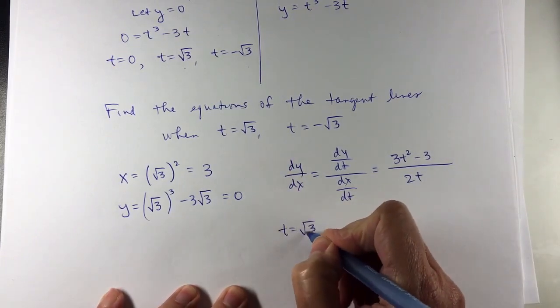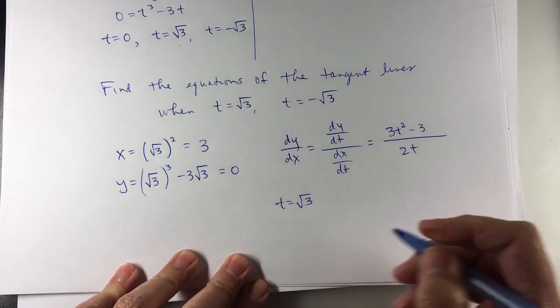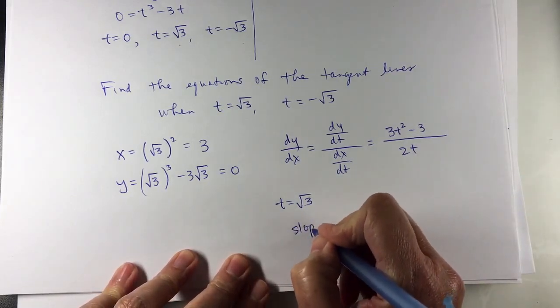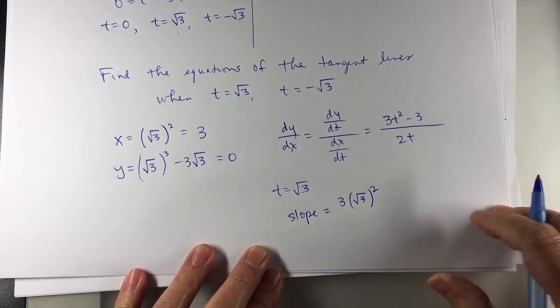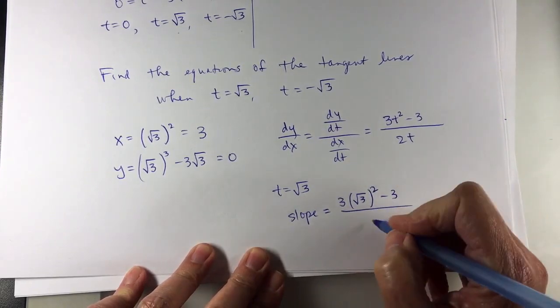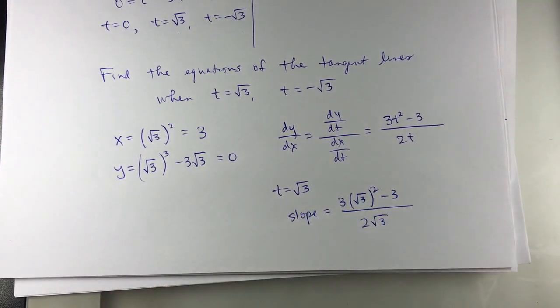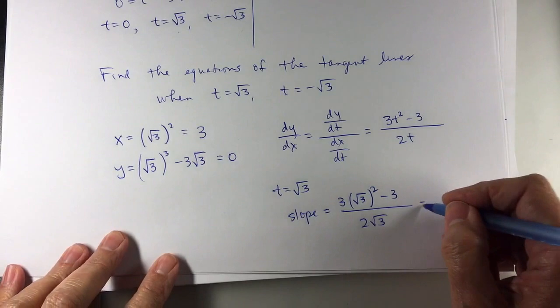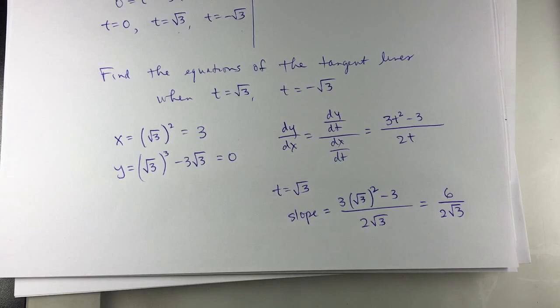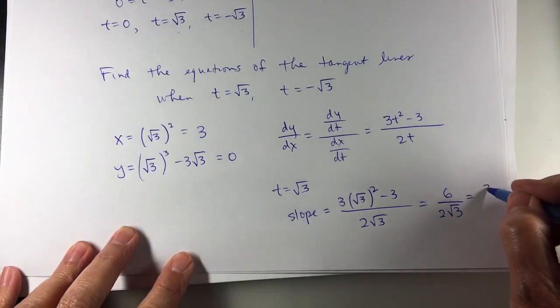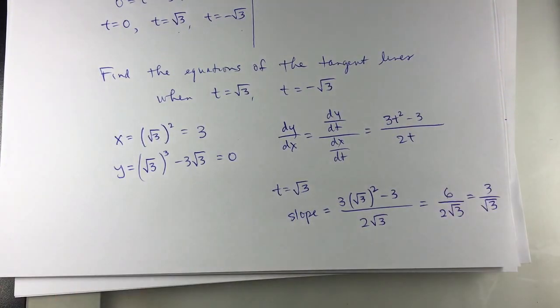If t is the square root of 3, I'm going to write slope. 3 times the square root of 3 squared minus 3 over 2 times the square root of 3. So that first part, okay, I can square, and that's going to be 3. That's 9 minus 3, right? The numerator is 6. The denominator, 2 times the square root of 3. This will reduce to 3 over the square root of 3.